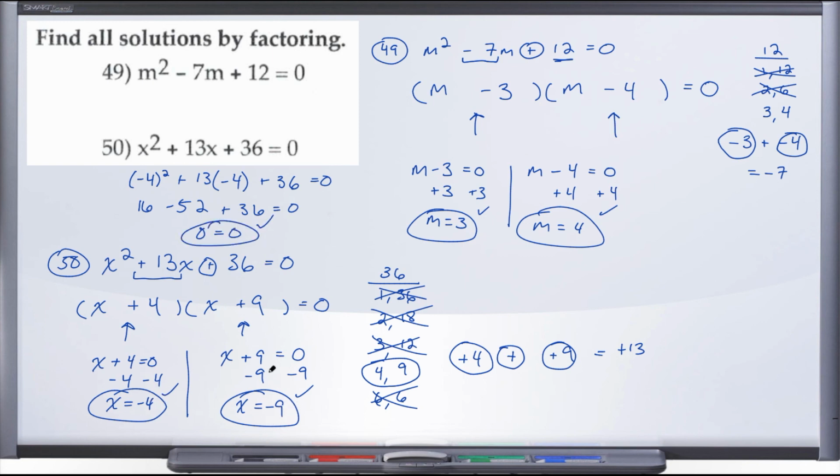And you can do the same thing with your negative 9 as well. Plug it in, you should get 0 equals 0. And that's how on a test you can check yourself to make sure that not only did you factor correctly, but that once you factored, you didn't make a little arithmetic mistake in your solving for the variable.